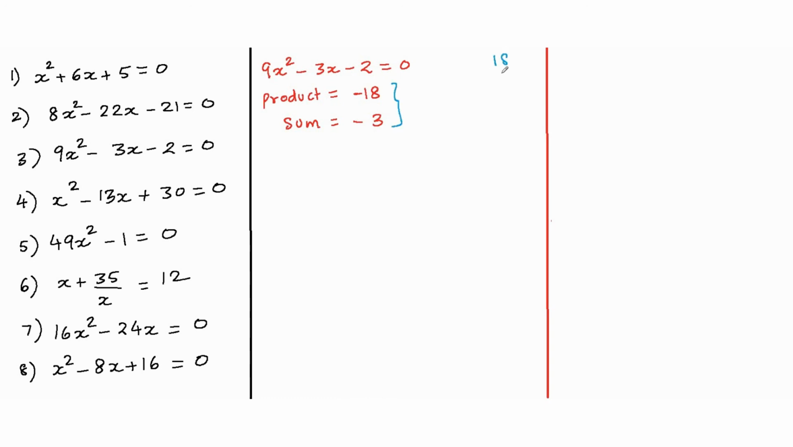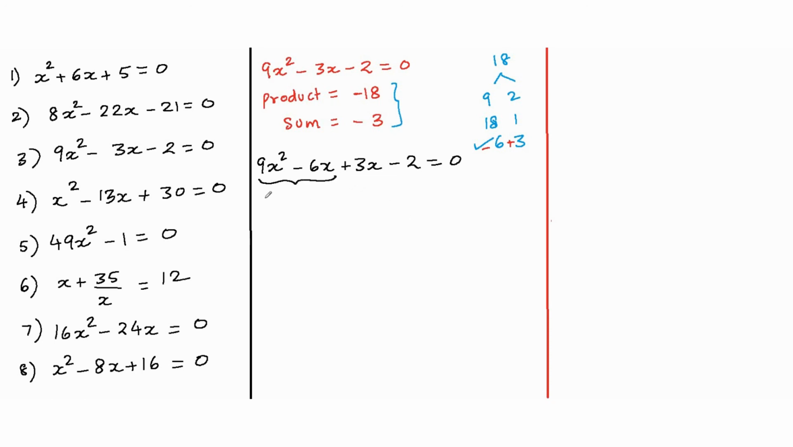Let's split 18. 18 is 9 2s are, but that doesn't give me a sum of 3. Or 18 1s are, no, that is also not working. Or 6 3s are. I believe this is going to work very well. So product is negative 18 and sum is negative 3, which means the numbers are negative 6 and positive 3. Therefore, I can split these terms as 9x square, negative 3x can be written as negative 6x plus 3x, minus 2 is equal to 0, right? So this is how I can split the middle term.